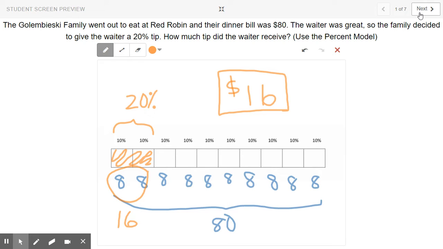Now, if the question asks how much did the family pay for the meal, you would do 80 plus the 16 tip, and that would have been $96.